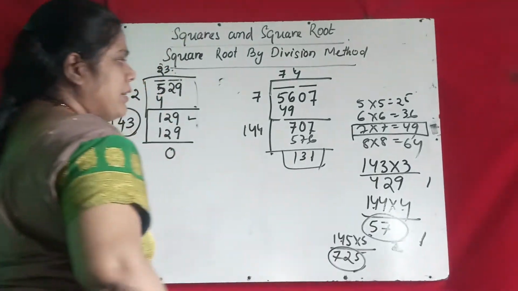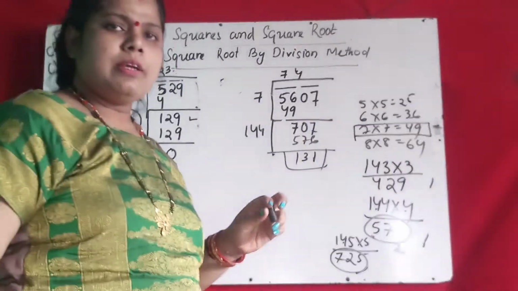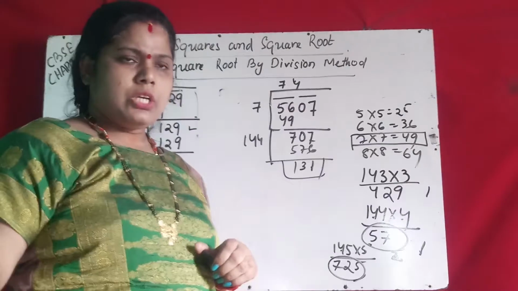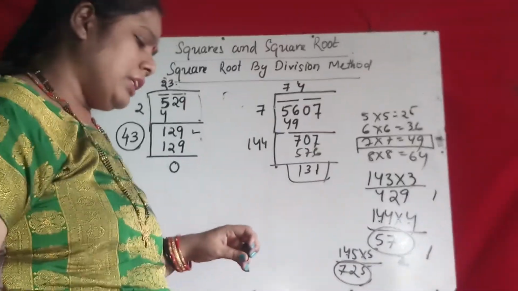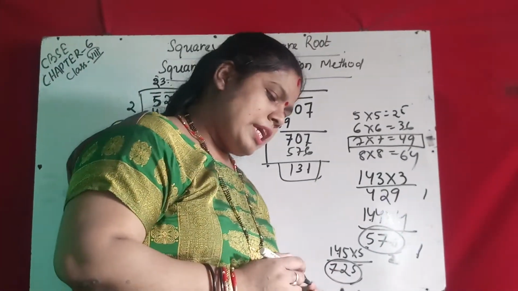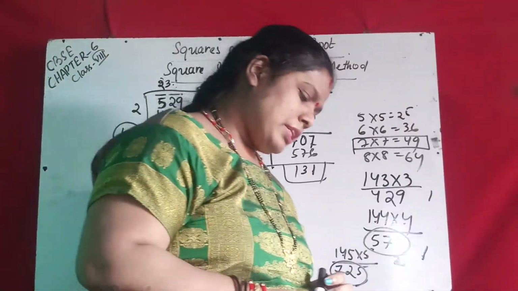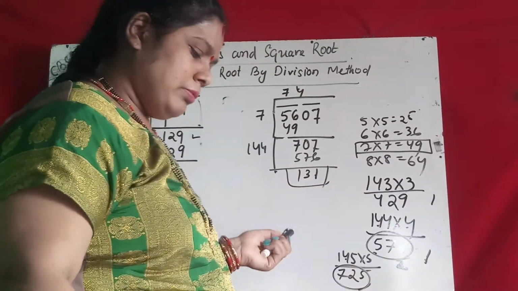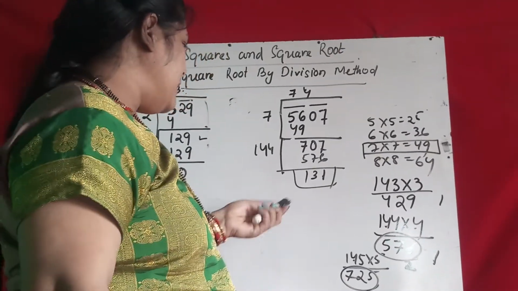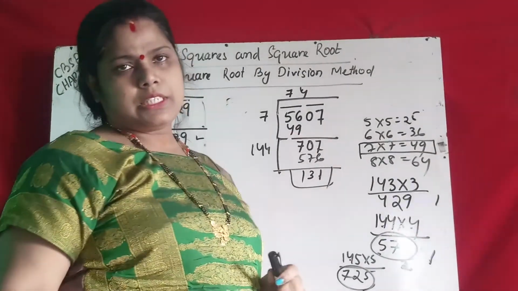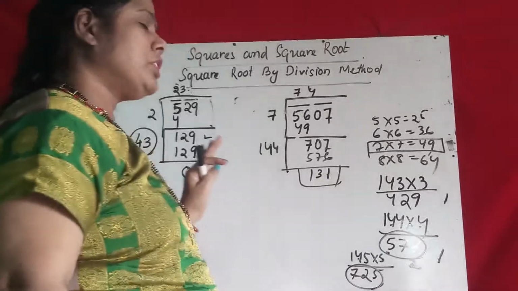That means 5607 is not a perfect square. Okay. So if the question comes, what number is subtracted from this to make a perfect square? That means what remainder will come? 138. You must subtract it from this. Such type of question will be asked also.